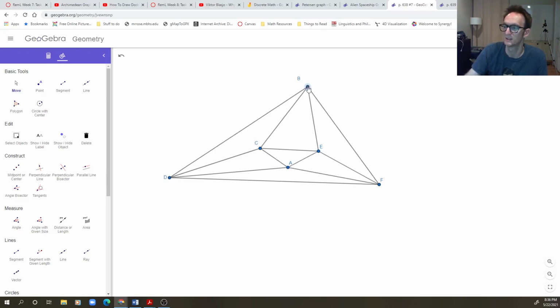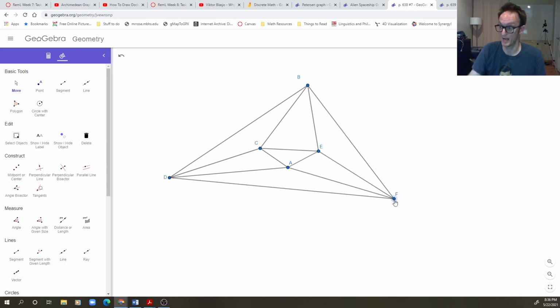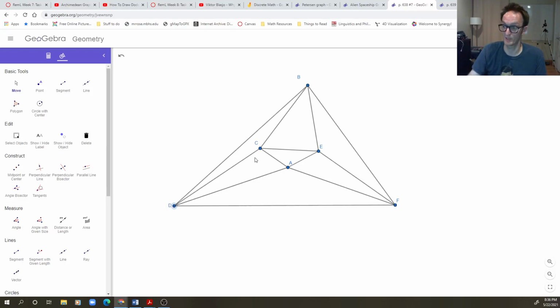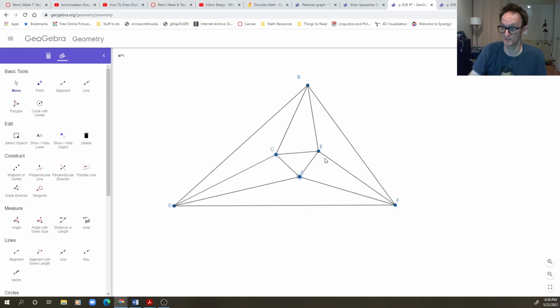In fact, this is just an octahedron. It's just the octahedral graph. Every region has degree 3. Every vertex has degree 4. This graph's completely regular. That's an octahedron.